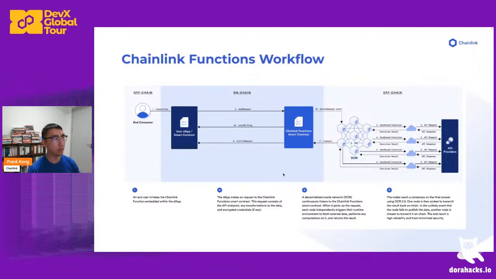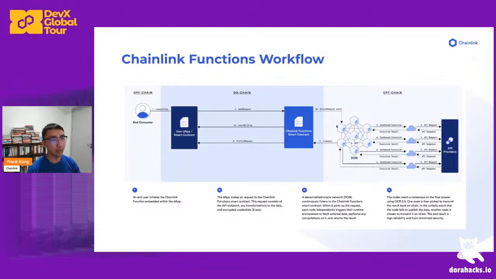For example, if you want to build a Web3 version of flight delay insurance, so if a flight or train is delayed, you want to offer payouts to the client. But how do you know if this flight is delayed or not? You need to get this data from off-chain data providers. So in this scenario, the service you are going to need is Chainlink Functions.